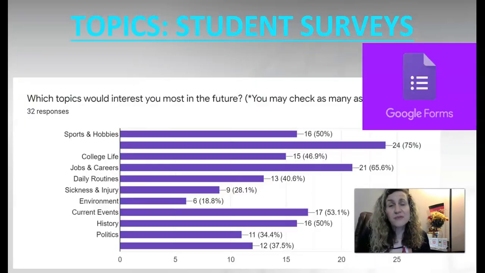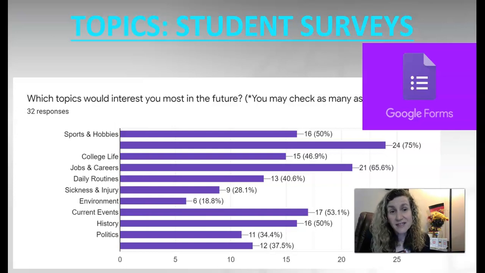With Google Forms, this is where I wanted to find out from the learners what topics might interest them in the future. So you can see it's given me a good bar graph, and I can really see some of those things that interest the majority. For example, almost 66% of my students want to talk about jobs and careers. I do teach high school, so especially those 11th and 12th graders are already looking at what comes next.